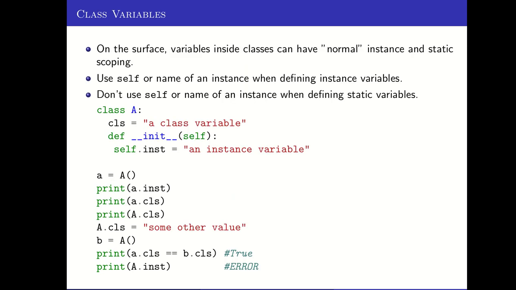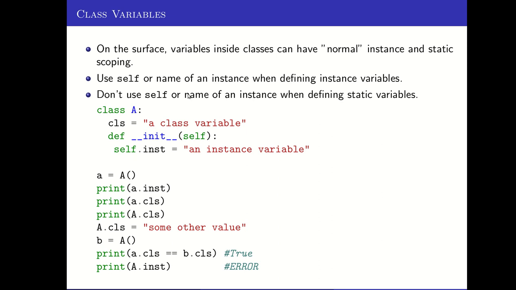When we're doing classes in Python, we can add instance variables or class variables like static variables in other languages. So on the surface, it appears that Python classes have normal instance variables and static variables. We use self or the name of an instance when defining an instance variable, or accessing an instance variable, or changing an instance variable, or whatever we're doing with it. We either use self if we're inside the class, like here, or if we're outside the class, then we use an instance of the class to access it.